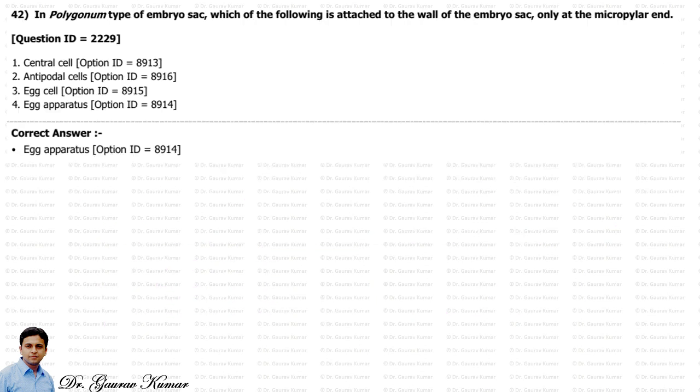Next question. In Polygonum type of embryo sac, which of the following is attached to the wall of the embryo sac only at the micropylar end? So this is a very general question.